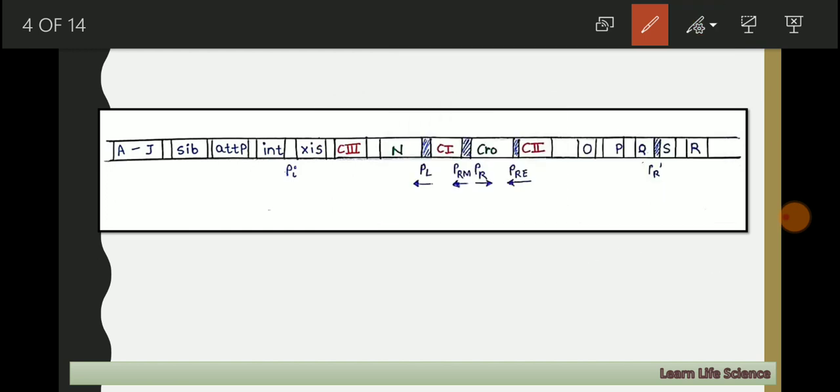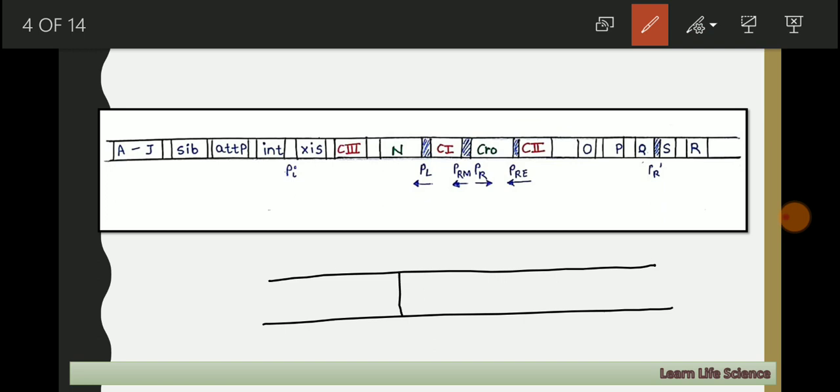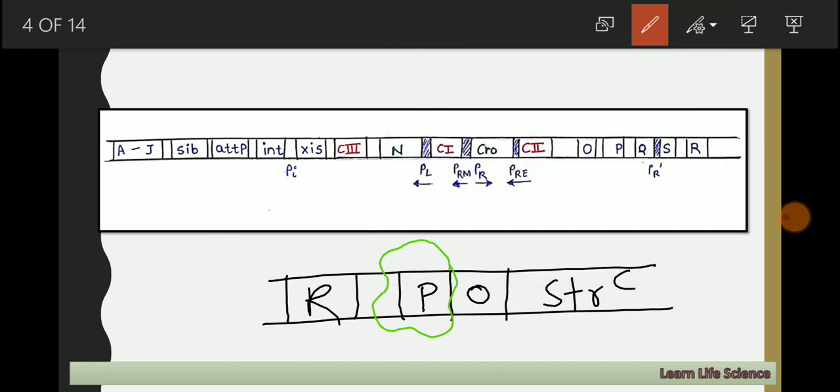Let me draw it once again. So promoter is present beyond the operator with close affinity to the structural genes. Okay, and here is the repressor. So promoter is the region where RNA polymerase binds and initiates your transcription and the structural proteins are synthesized.